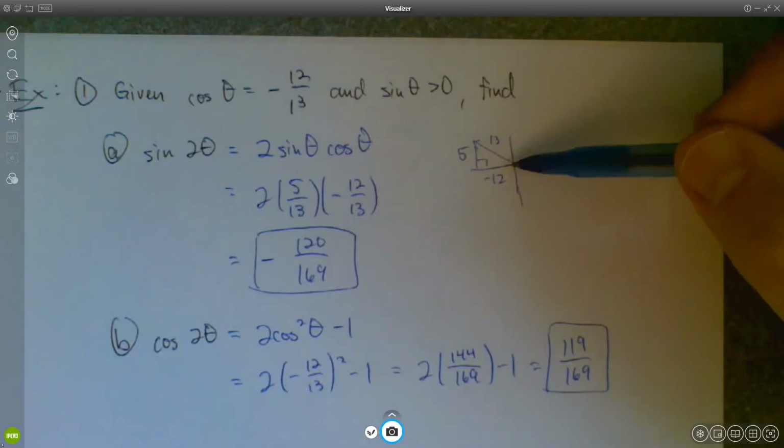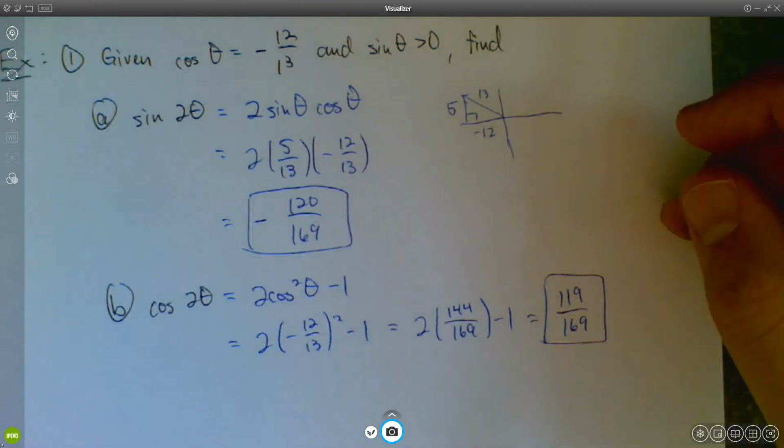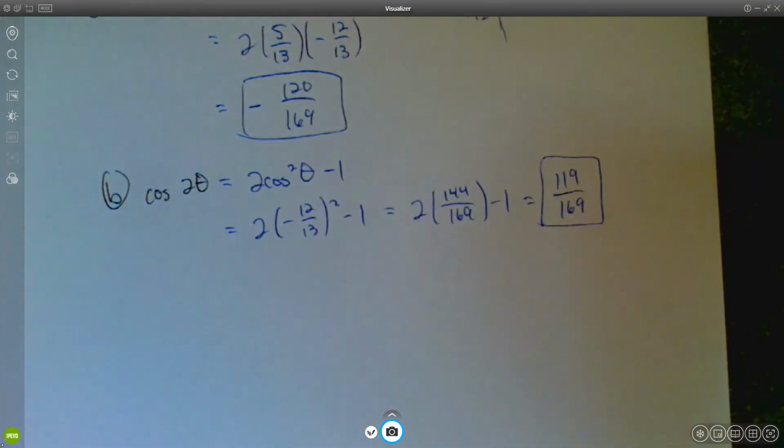That's interesting. So theta is over here in quadrant 2. 2 theta must be in quadrant 4. It seems that that's the case because cosine 2 theta is positive.